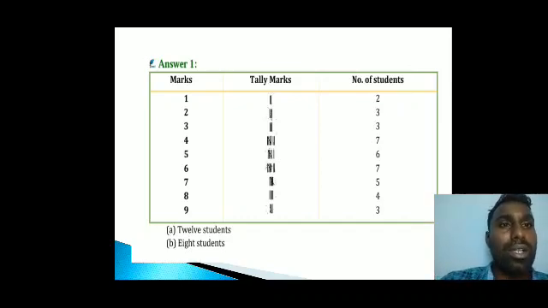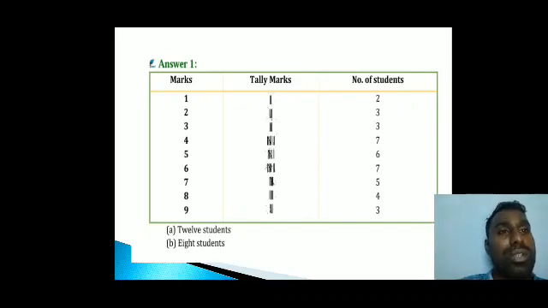The next one, 2 marks. 2 marks means 3 persons are getting it, so 1 2 3. The next one, 3 marks. 3 marks, 3 persons are getting it, so that means 3 straight lines, 1 2 3. Next, marks 4 is obtained by 7 students.